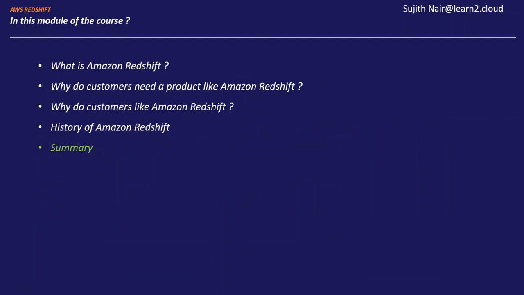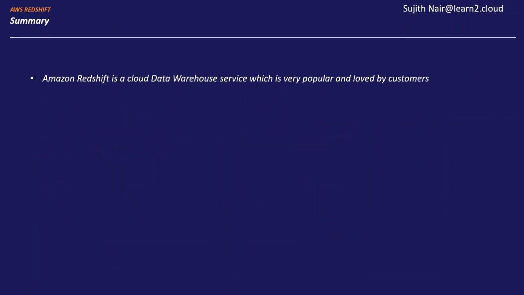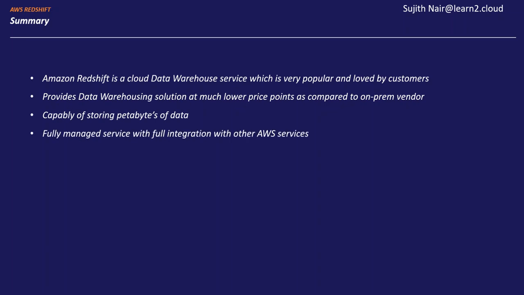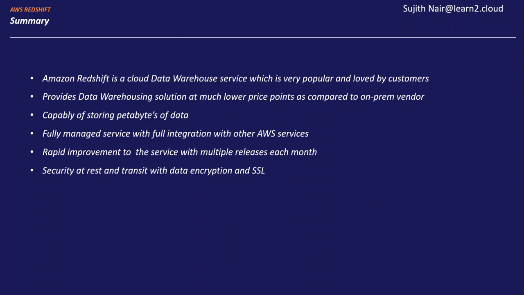Finally, let us go to the summary piece. In summary, we know that Amazon Redshift is a cloud data warehouse which is very popular and loved by customers. It provides data warehousing solutions at a much lower price point as compared to on-prem vendors. On-prem means on-premises. It is capable of storing petabytes of data. It is a fully managed service with full integration with other AWS services. There is rapid improvement to the services with multiple releases every month, like how we saw. It offers security at rest and transit with data encryption and SSL, and it is used by thousands of customers with very large volumes of data.